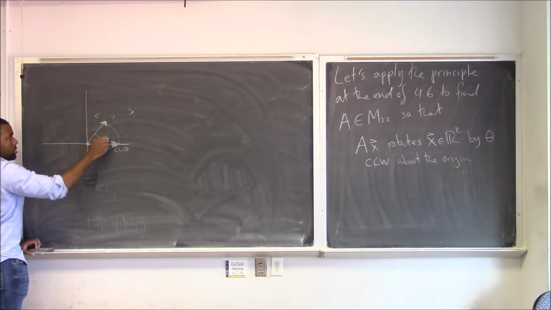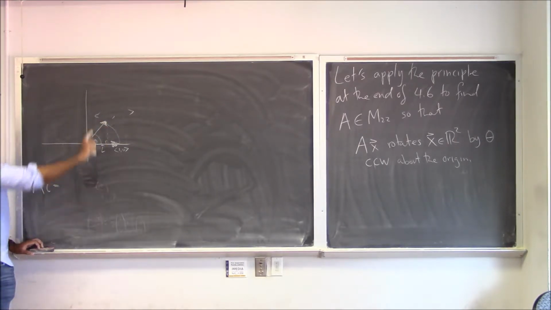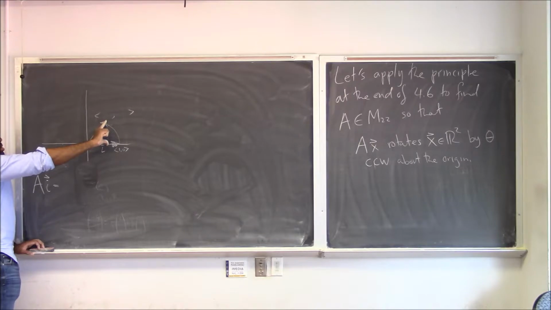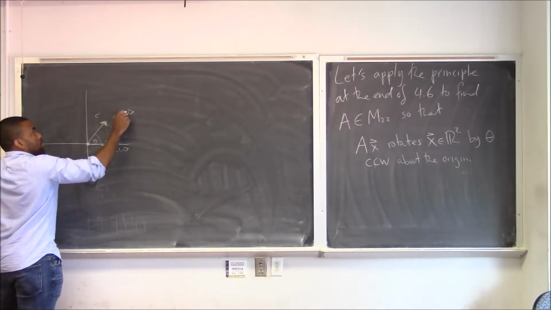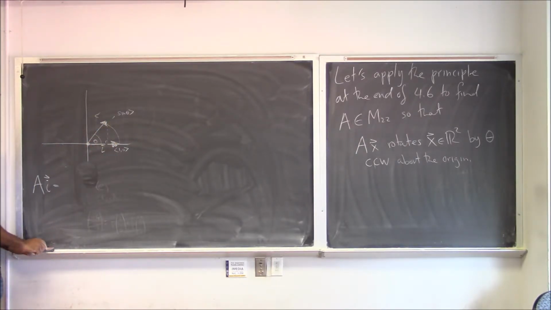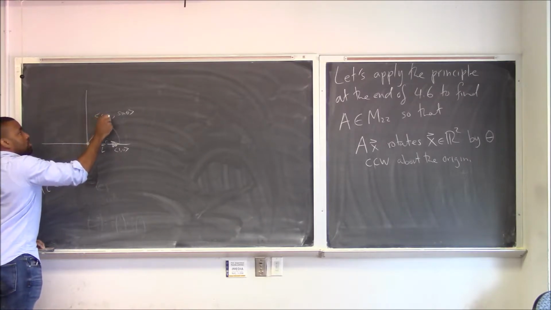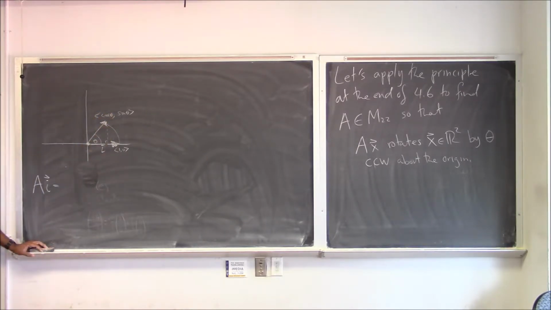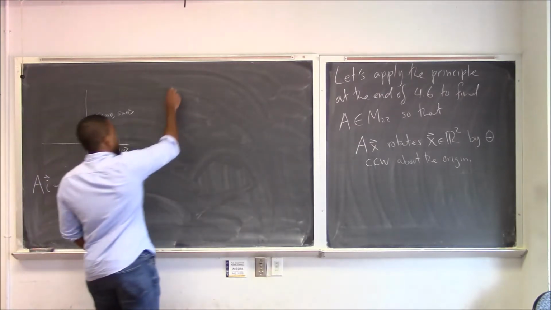Okay, so let's create this right triangle. I know that this is the y coordinate. The y coordinate would be sine theta, r sine theta, where my r is 1 in this case. What would my x coordinate be? That's the adjacent side to theta, so that's going to be my cosine theta. So it turns out my i vector will change to the vector cosine theta, sine theta. Okay, let's move on to the j vector.